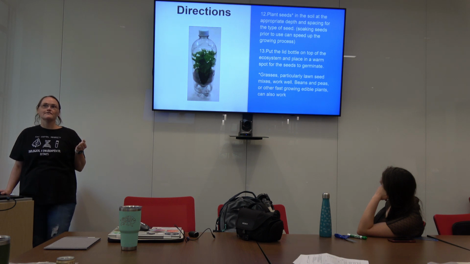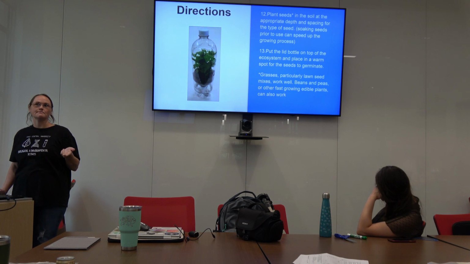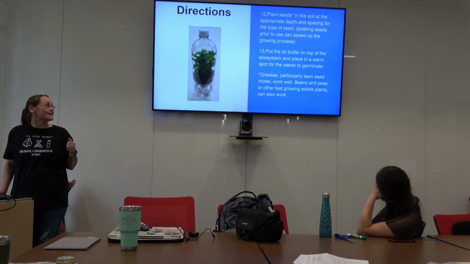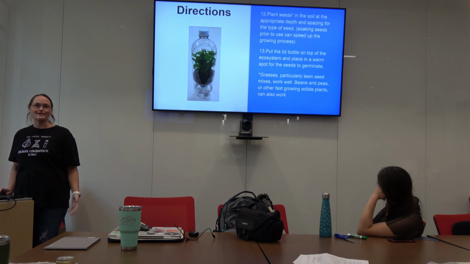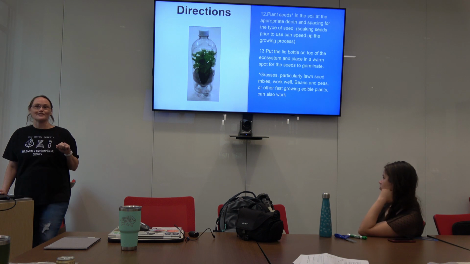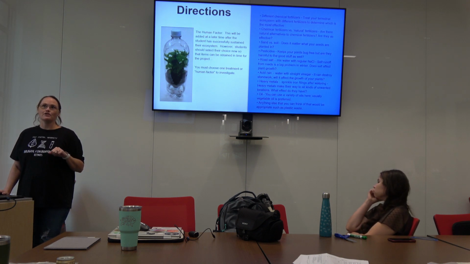I did put on here the types of grasses, or the types of CCUs. The grasses, beans and peas work pretty good because they are fast growing plants, and we don't have forever to grow the plant, so I want to make sure that we condense that, because I am going to ask the students after a couple weeks of sustaining their ecosystem to add a human factor.